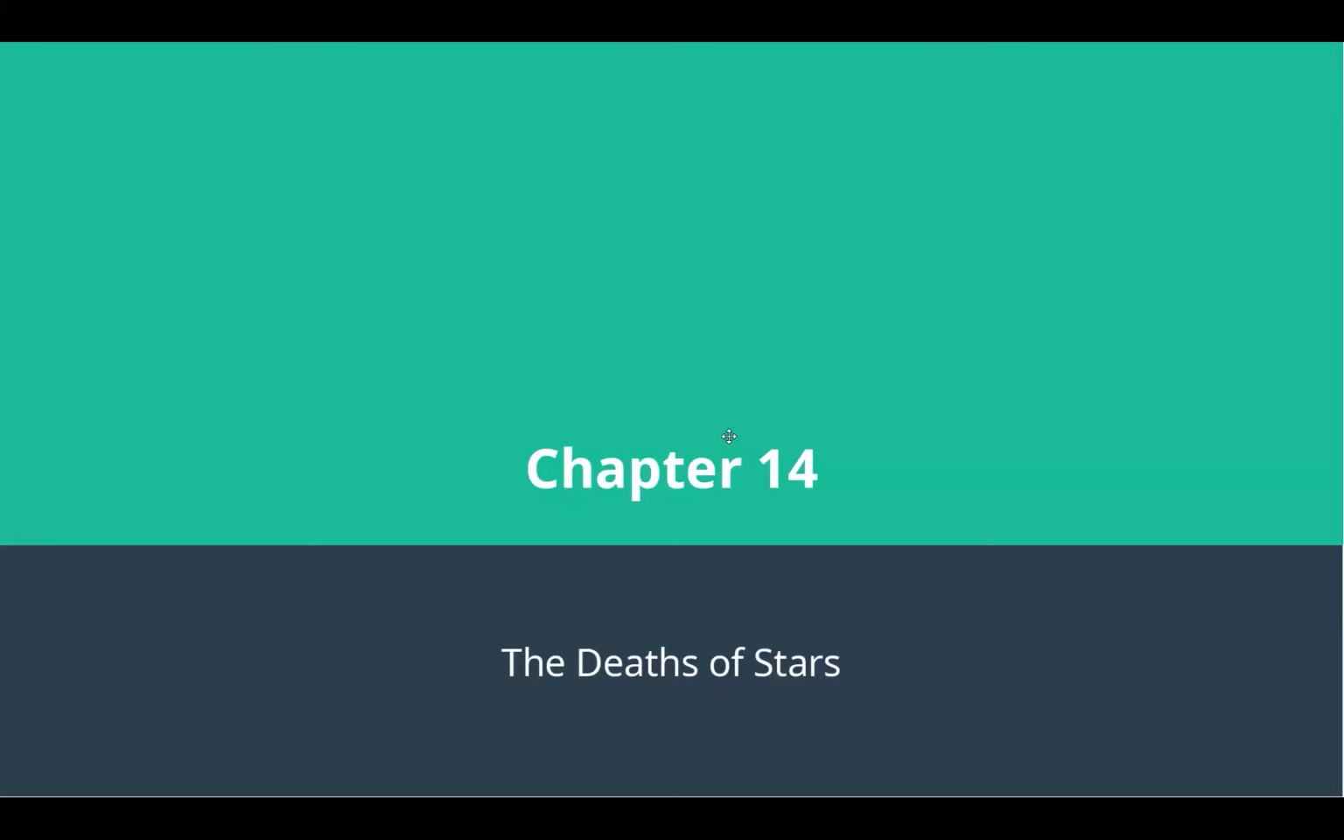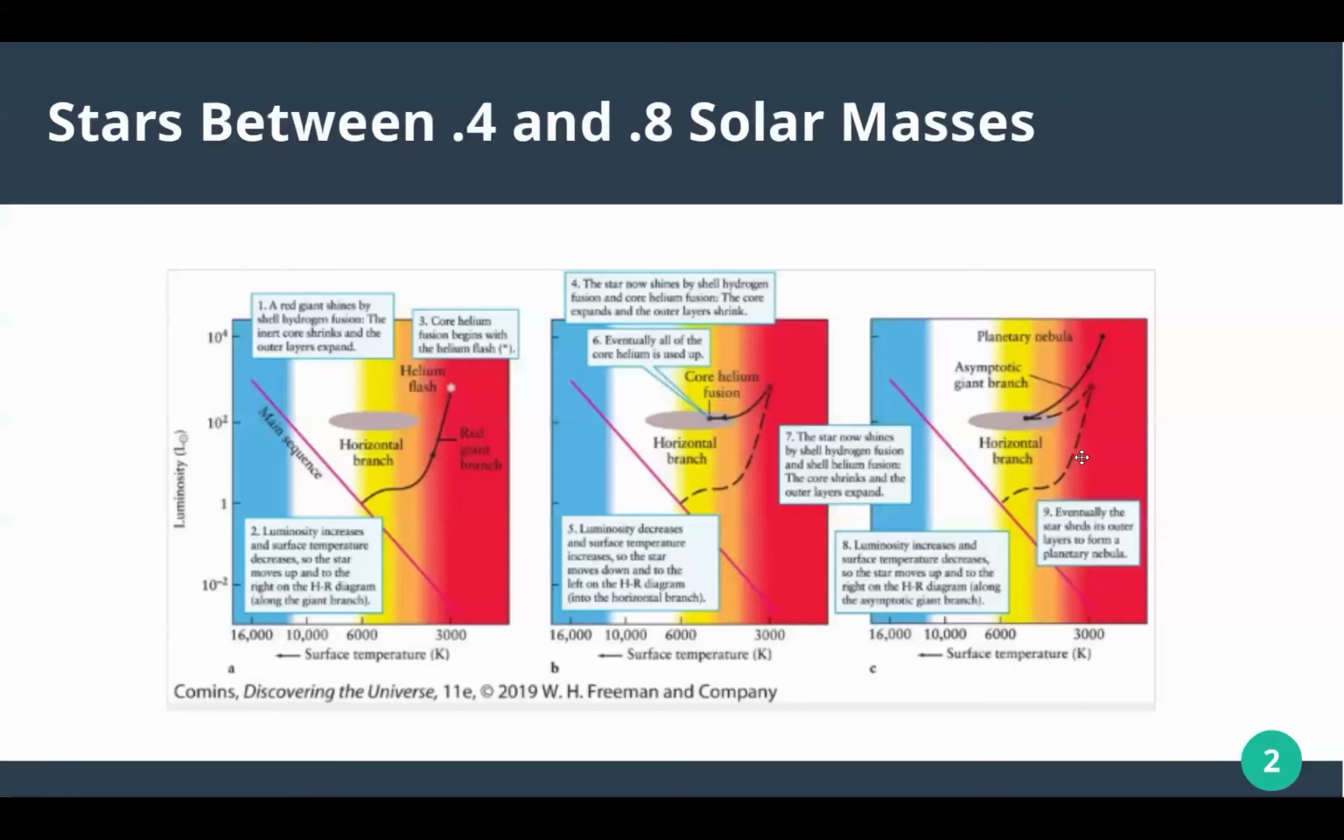Hello and welcome to Chapter 18 on the deaths of stars. We'll first start out with the lifespan of stars between 0.4 and 0.8 solar masses.